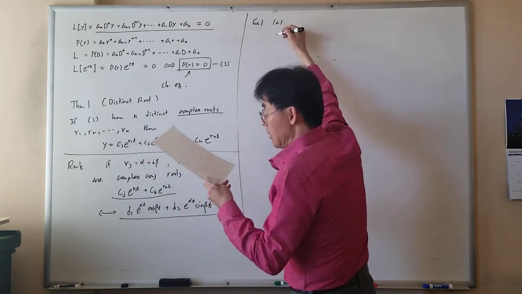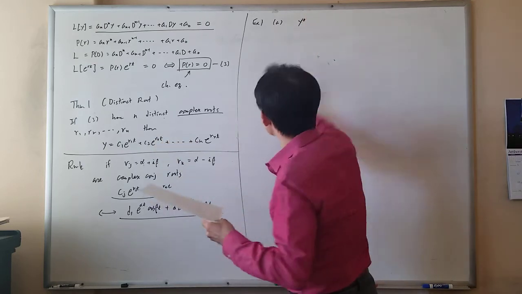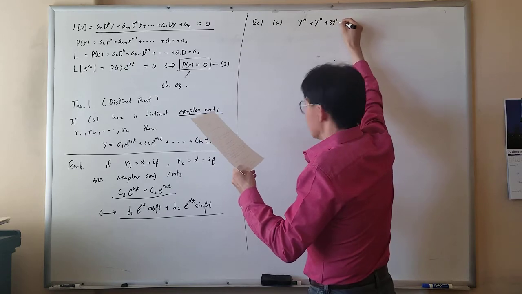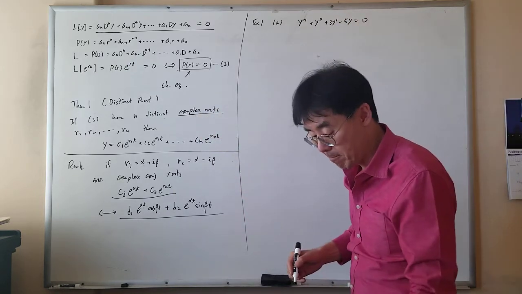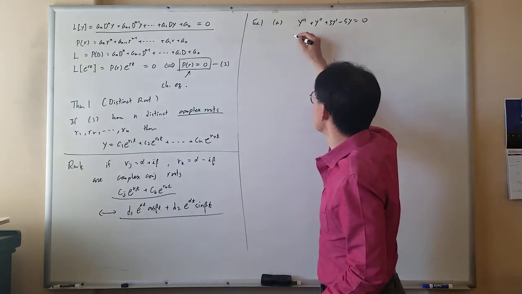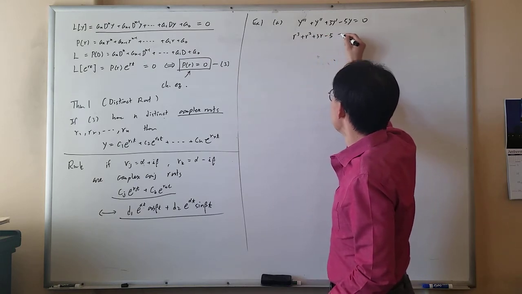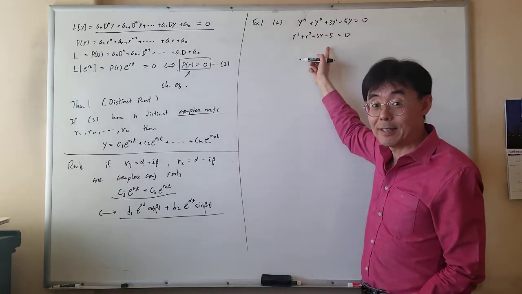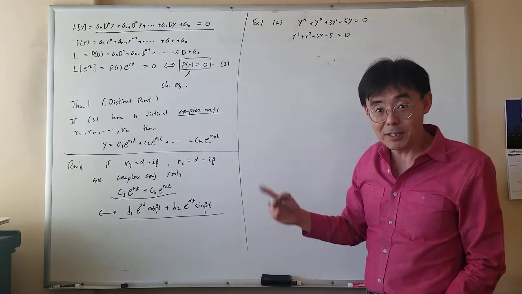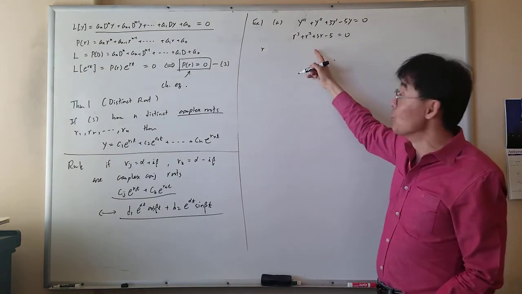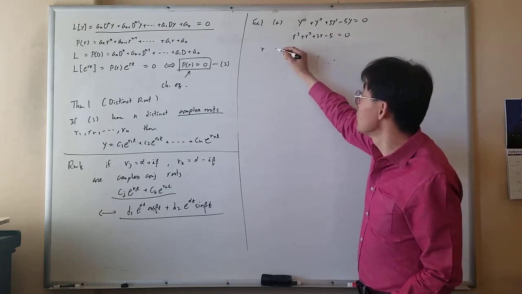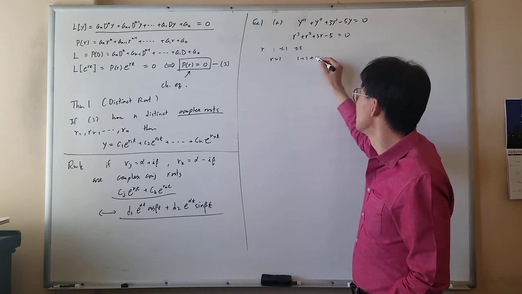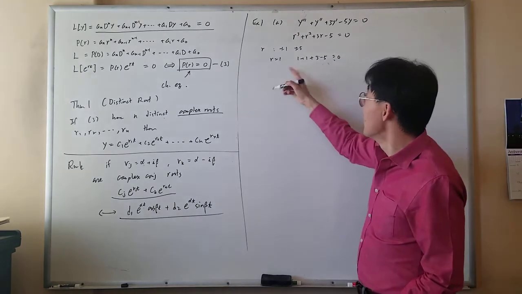Find a general solution for y triple prime plus y double prime plus 3y prime minus 5y equals 0. Then the auxiliary equation is r cubed plus r squared plus 3r minus 5 equals 0. Now, how do you factor this? That's a pre-calculus question. You have to use the rational root method, the p's and q's. First of all, you have to find a root, which is a factor of this, so you start from plus or minus 1 or plus or minus 5. If you plug in 1, it gives you 0. That means r minus 1 is a factor.